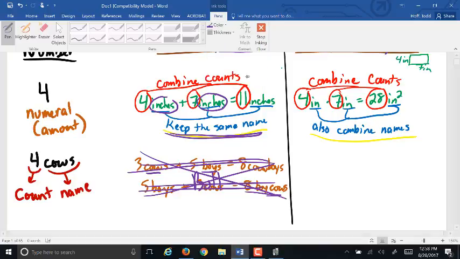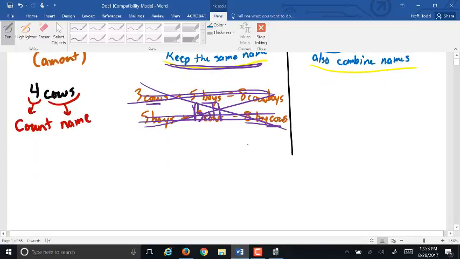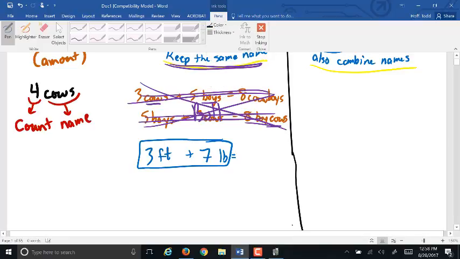A little bit more practical of an example might be 3 feet plus 7 pounds. If I go to add 3 feet plus 7 pounds, what do I get? I get 3 feet and 7 pounds. I cannot combine them with addition because they're different units.